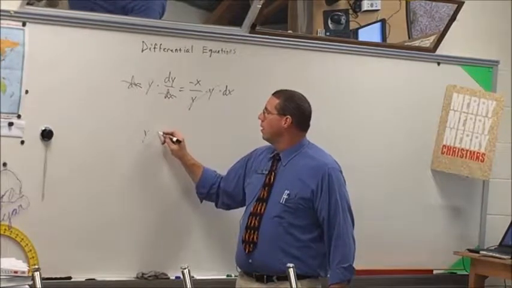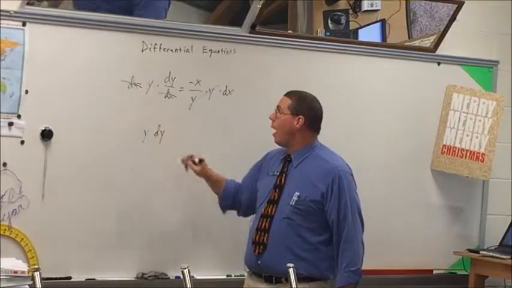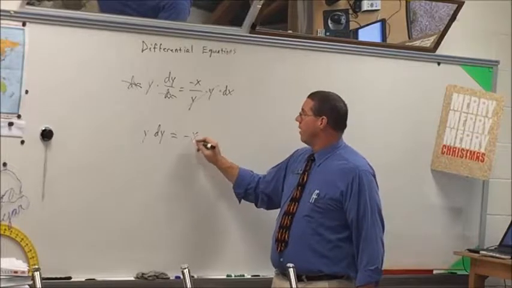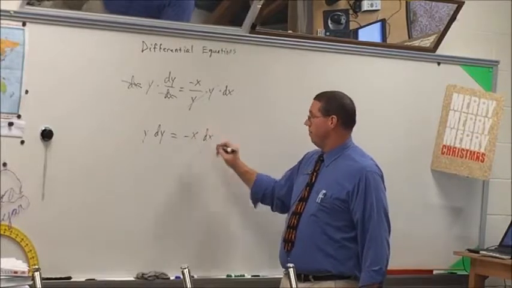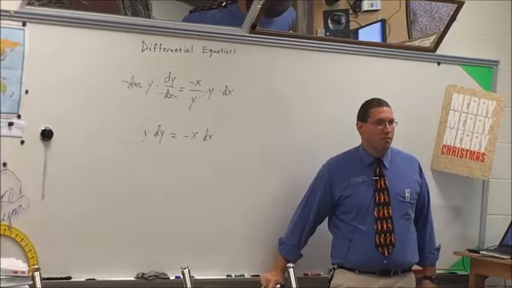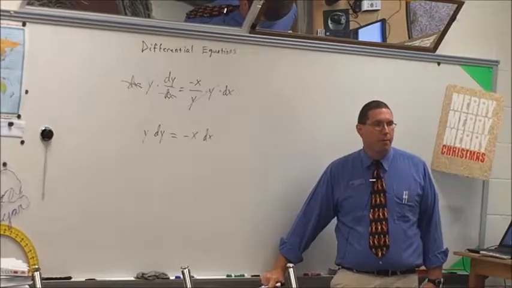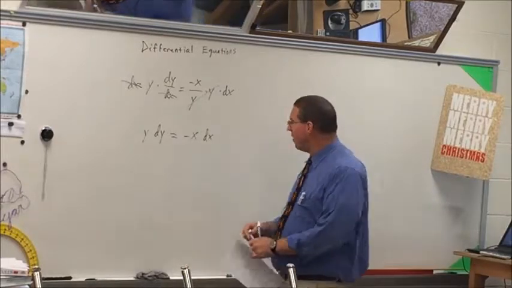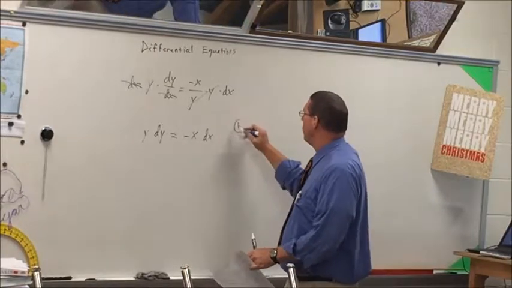Y dy equals negative x dx. There we go. We have separated the variables. That will earn us points on the AP exam. Typically, that would earn you 1 whole point.